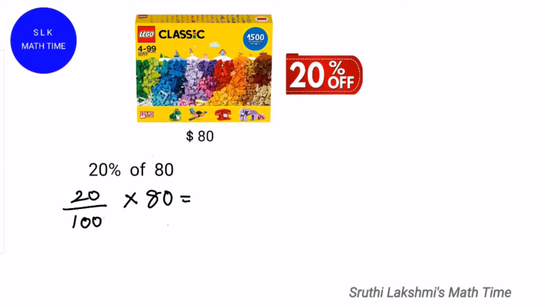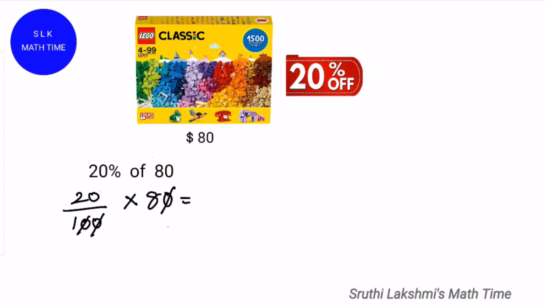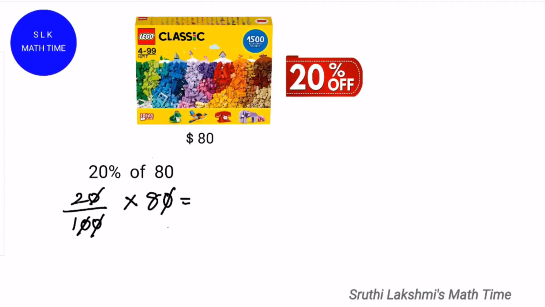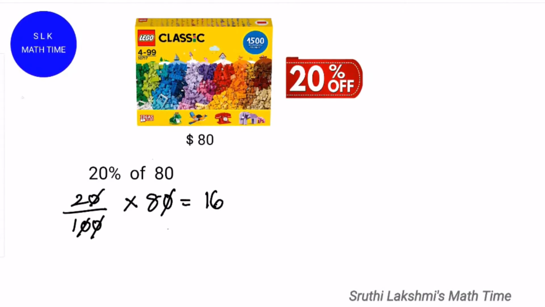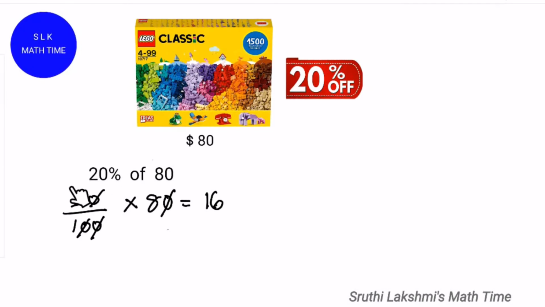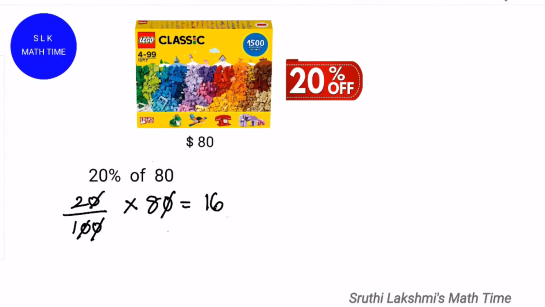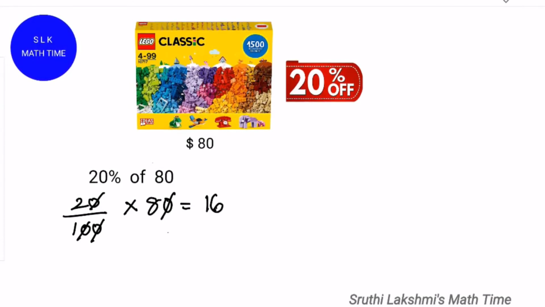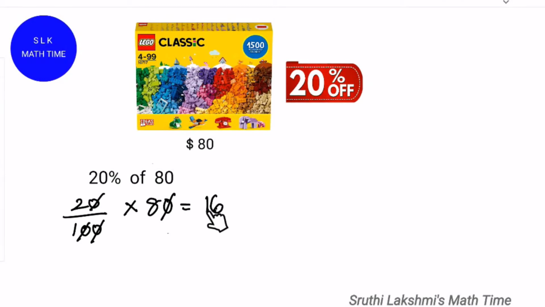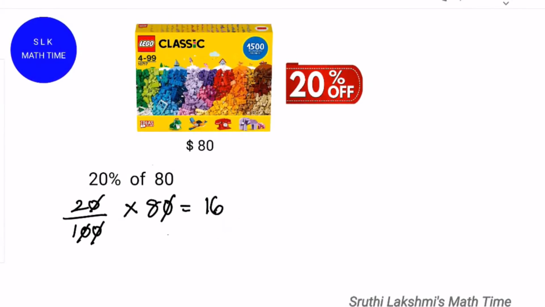So write the multiplication sign and write 80. So, cancel 0 and 0. Next, this 0 and this 0. Next, 2 into 8 is 16. So when we simplify this, we get 16. Now, don't get too excited that the Lego set is only for $16. This is the discount price.